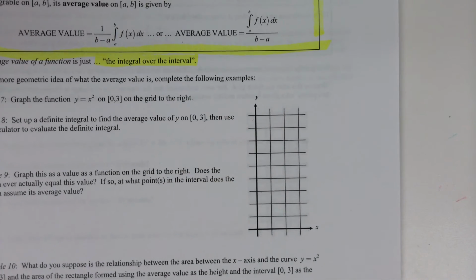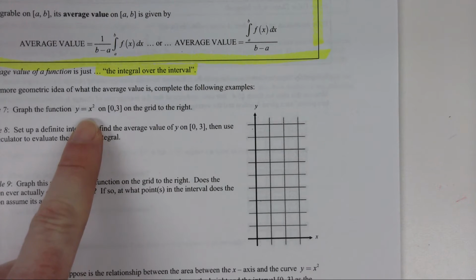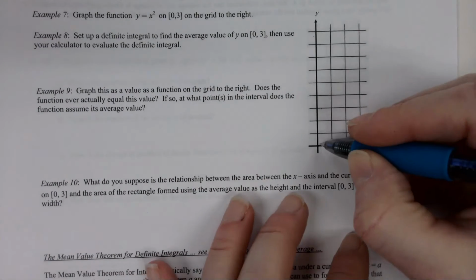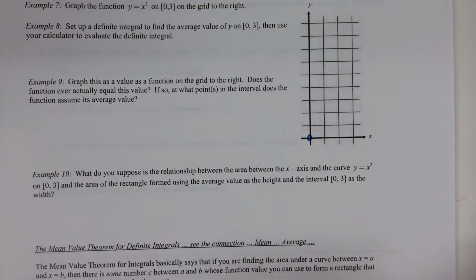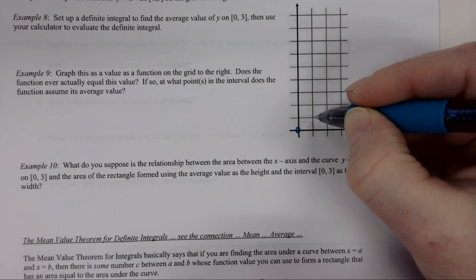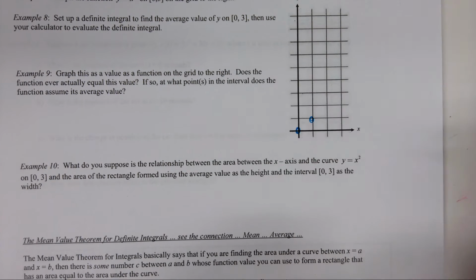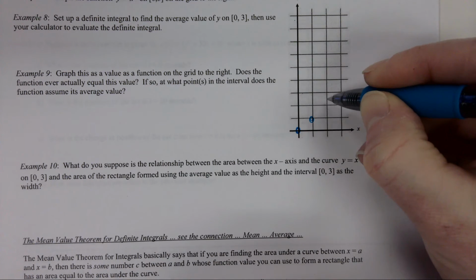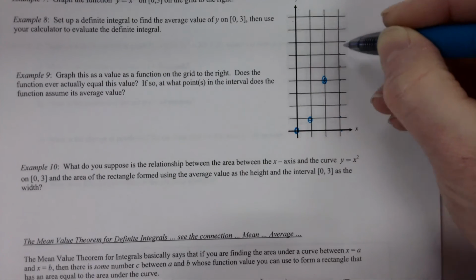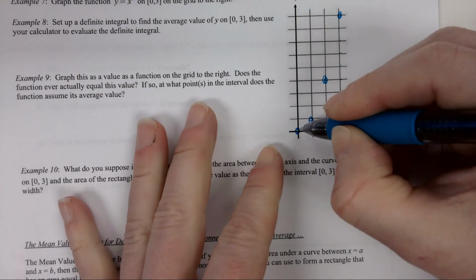Okay, so let's graph x squared. You guys tell me what that looks like. Goes through 0, 0. What else? 1, 1. 2, 4. 3, 9. Huh, that's cool.